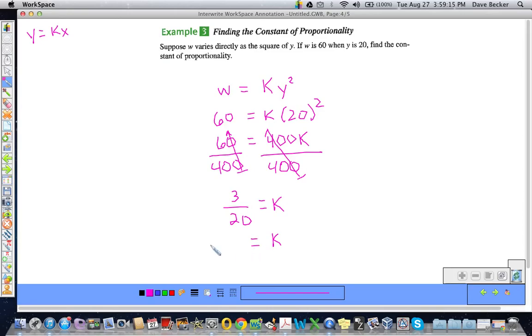That's equal to 0.15. By the way, that was my party call. That's kind of creepy. Sorry.